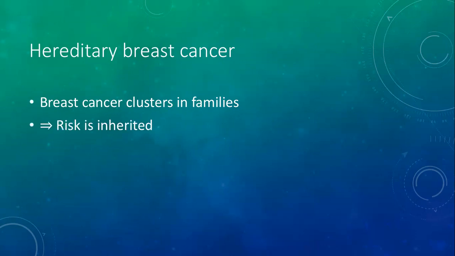And in these cases, the risk is actually inherited. And the gene names that come up in this context are usually BRCA1 and BRCA2. And in this video, I'm going to talk about what BRCA1 actually is and also BRCA2 and how this works, how this breast cancer risk is inherited.